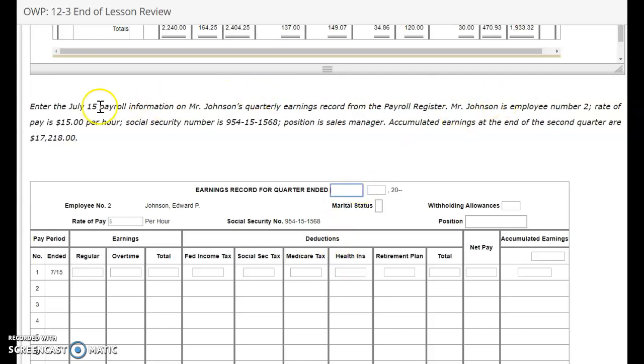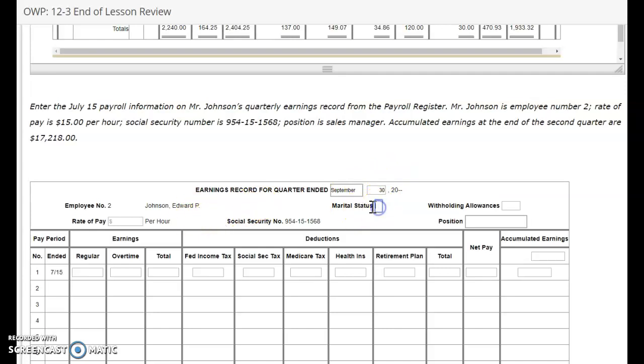So earnings record for quarter ended. Now this is not this July 15th date. Okay, we have to think in our quarterly numbers, and if you think about it, you have 3 months per quarter. So our first quarter would have been January, February, March. So that would have ended on March 31st. Okay, and then we have April, May, and June. So ended on June 30th. And then we have July, August, and September. So this is going to end on September. Okay, and how many days are in September? 30. Okay, so it will end on September 30th.